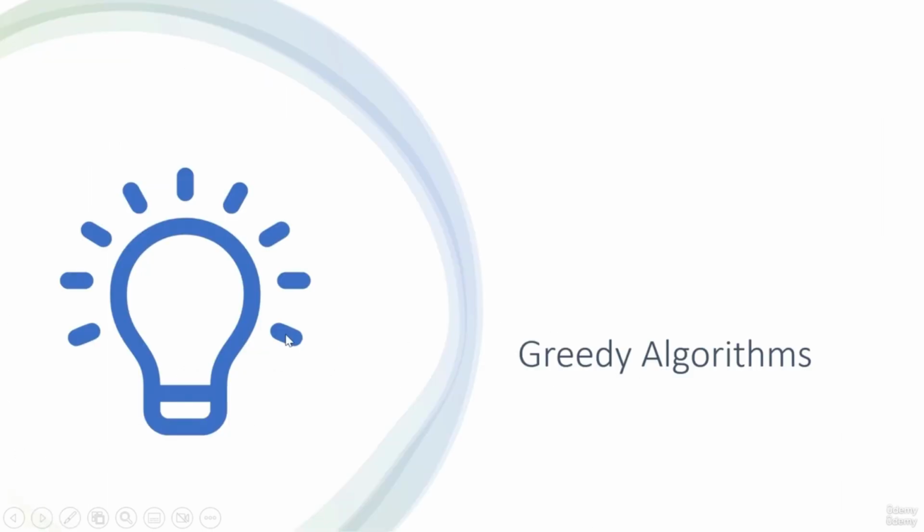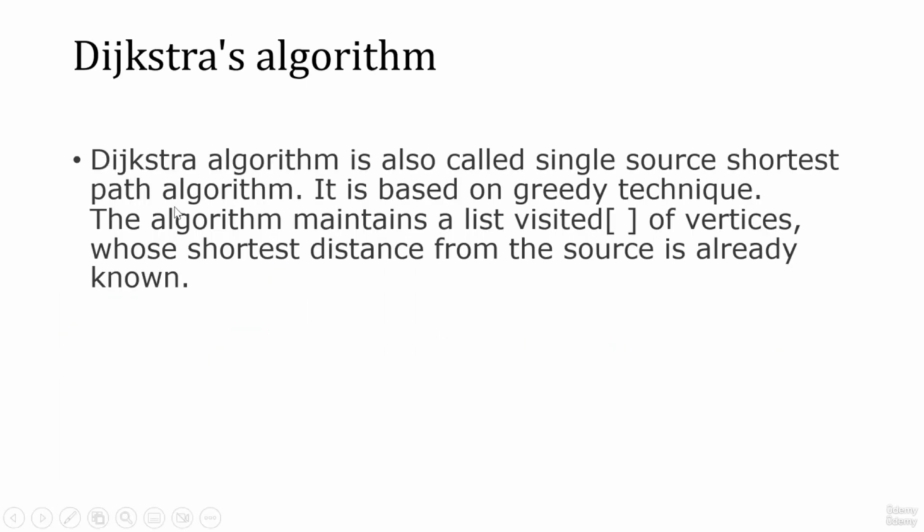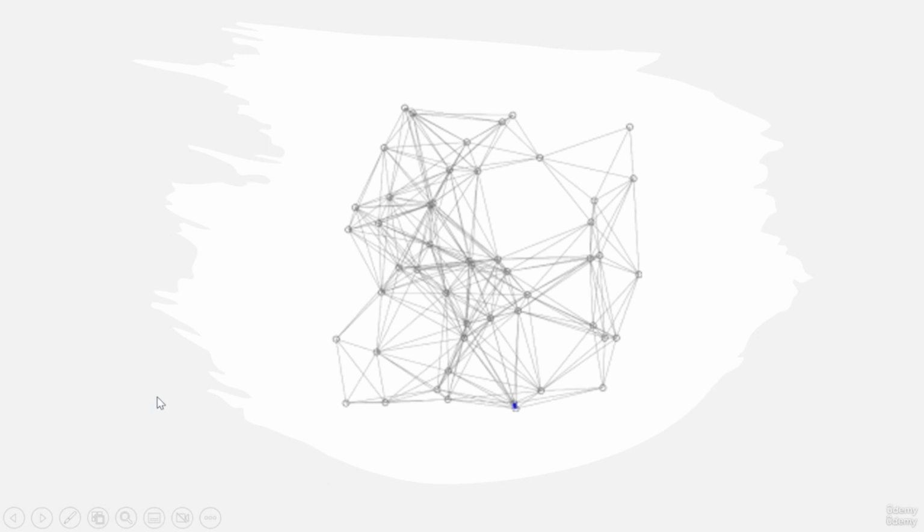Greedy algorithms. So greedy algorithms are used to optimize a program in the best possible way. Dijkstra's algorithm is called a single source shortest path algorithm. It is based on the greedy technique. The algorithm maintains a list of vertices whose shortest distance from the source is already known.